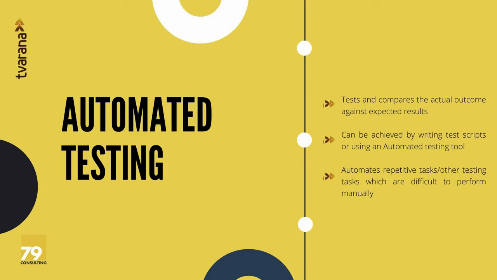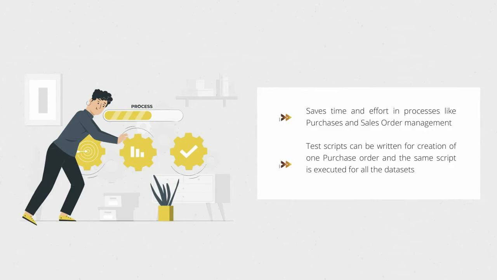Now, if we talk about the advantages of automation in NetSuite processes, automation helps in saving time and effort in NetSuite processes like purchase order and sales order management. Let us take an example of a requirement in NetSuite to create 100 purchase orders with multiple sets of data. If this needs to be tested manually, then creating hundreds of orders with different test data would be a tedious task. But with automation, this can be done easily by writing a test script for creation of one purchase order and then executing the same script for all the data sets.